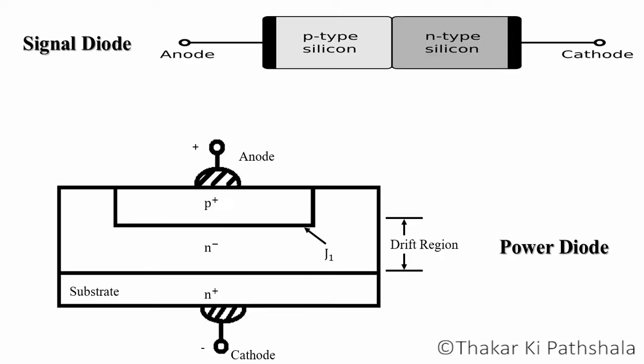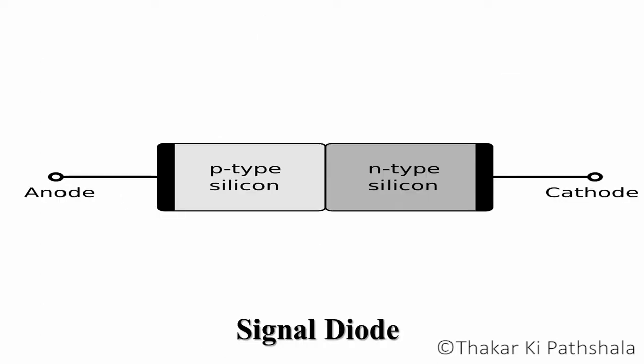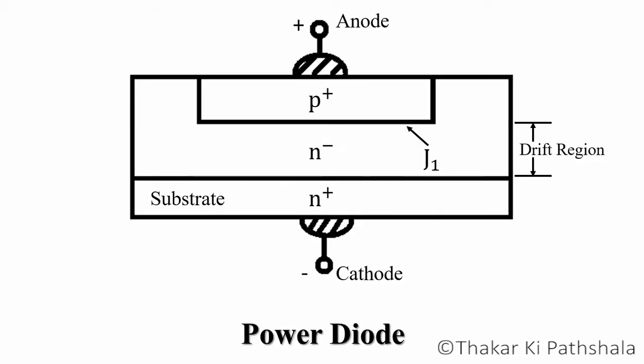By looking at two figures, we can clearly see that the difference between a power diode and a signal diode is basically in its construction. In a signal diode, it is just a PN junction device which is made by combining P-type and N-type semiconductors, whereas if you look at a power diode, then there is another layer called the N-minus layer.